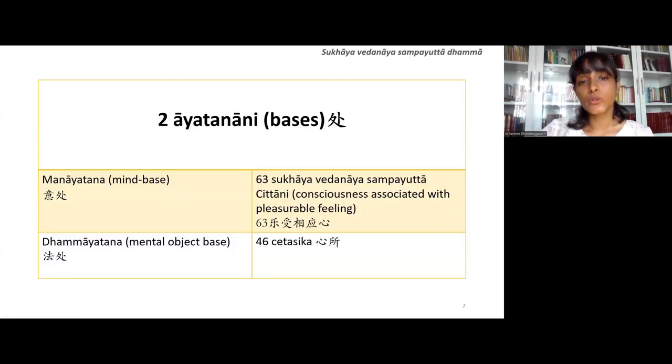Next, we move on to the 2 bases, the 2 āyatana. Altogether, we have 12 āyatana. The first 10 are exclusively for matter, rupa. And since we don't have any matter classified under Sukhāya vedanāya sampayuttā, what we get are the last 2 āyatana, which are the manāyatana and dhammāyatana. All 63 chitta are classified under manāyatana, and all 46 cetasika are classified under dhammāyatana.